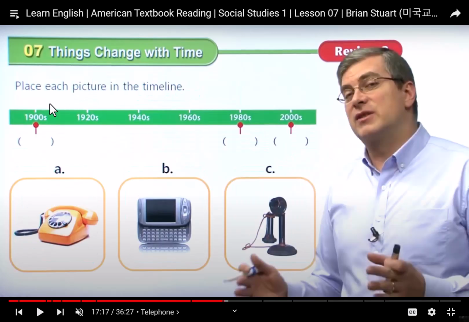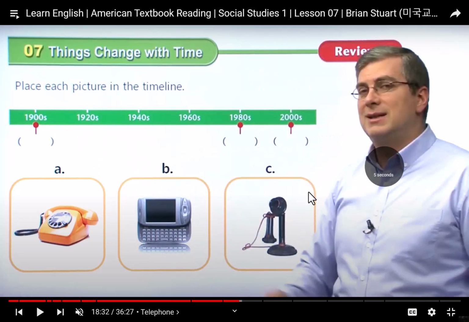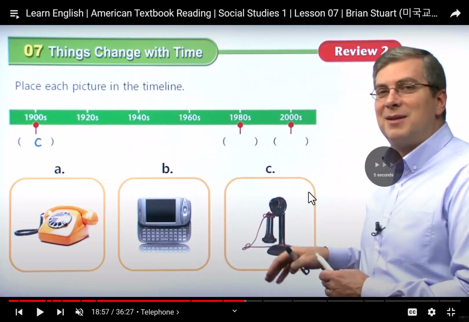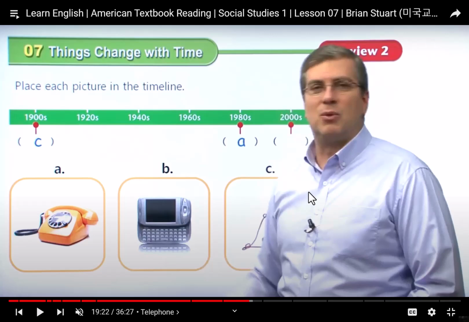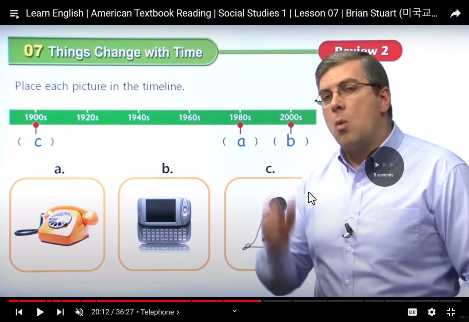and place each picture in the timeline. The 1980s is C, the 1990s is A, I think so, and the 2000s is B. Now let's see if that is true. Yes, the first one is true, and the second one is true too, and the third one is true.